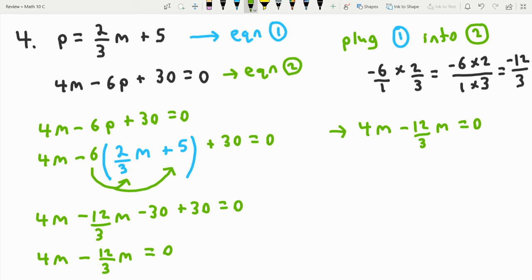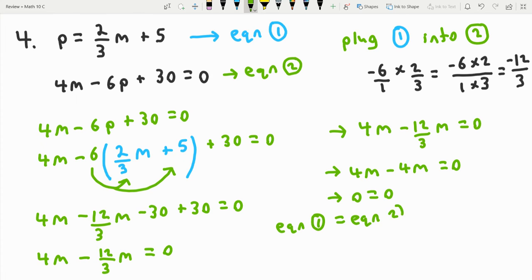And now let's try to reduce 12 over 3. When I reduce 12 over 3, I realize something. Negative 12 over 3 reduces to 4. That means I have 4m minus 4m equals 0. But 4m minus 4m just gives me 0. So I actually have 0 over 0. Now, when I have 0 over 0, this tells me something. It actually tells me that equation 1 equals equation 2.